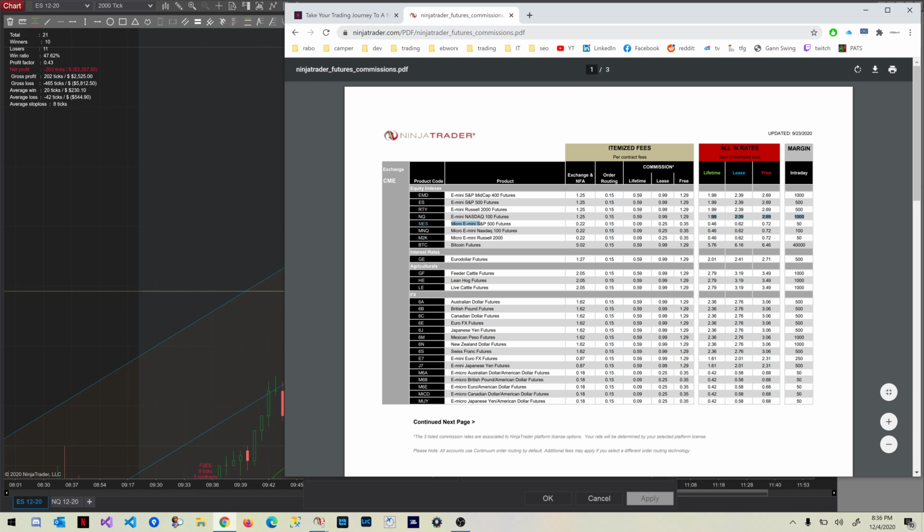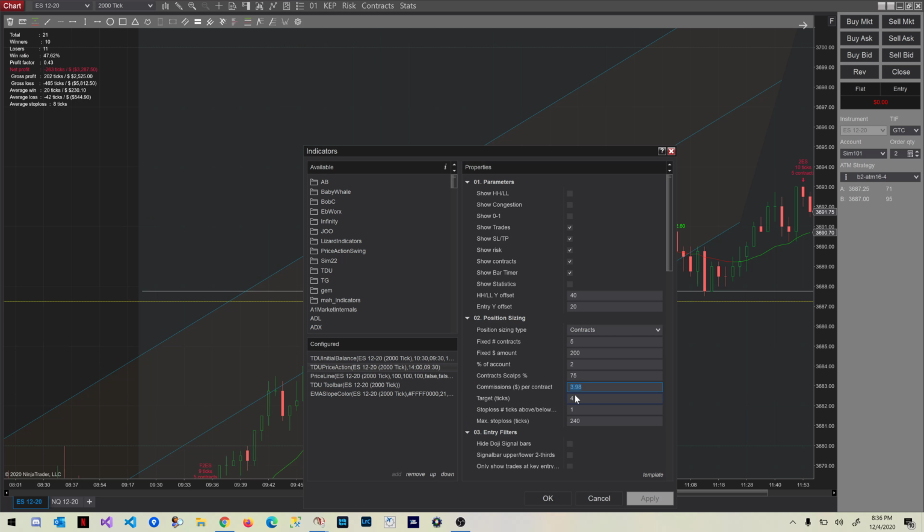You can find the commissions here in the NinjaTrader PDF. It lists all the commissions for every asset, and as you can see, the micros here are 46 cents, but that's one way, so you have to times it by 2. It's 92 cents per trade, and that's for the lifetime version. If you have a lease or you have the free Ninja version, then you need to use one of those depending on your NinjaTrader license. So that's the commissions.